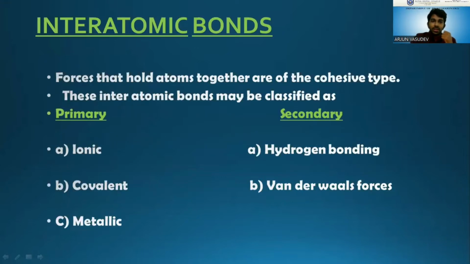Now, interatomic bonds, forces that hold atoms together, are of the cohesive type. These interatomic bonds may be classified as primary and secondary. In primary: ionic bond, covalent bond, or metallic bond. And in secondary: hydrogen bonding and van der Waals forces. The weakest of them is the van der Waals forces.